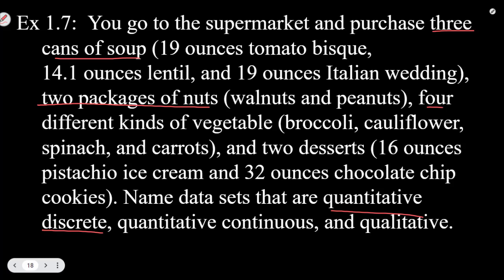4 different types of vegetables, different kinds of vegetables. 2 desserts. These are all those things that are countable, so those red underlined ones could qualify as quantitative discrete, depending on how you're setting up your study and what your variable is.